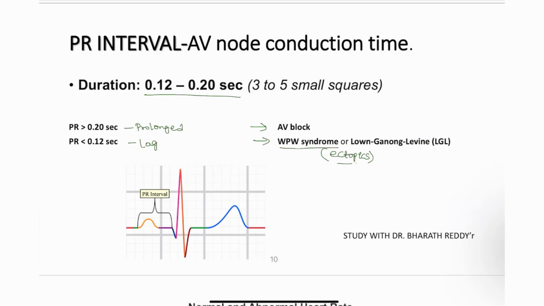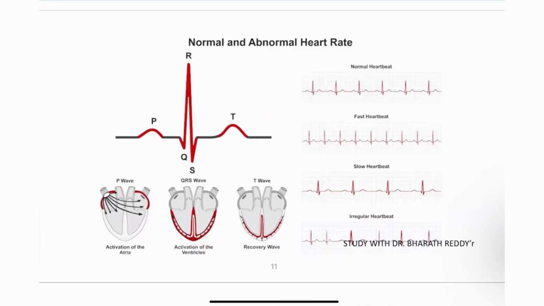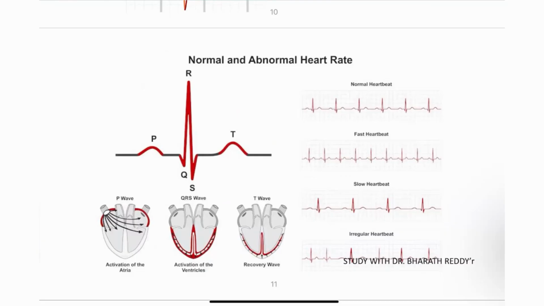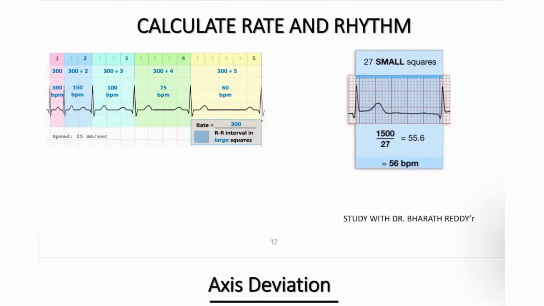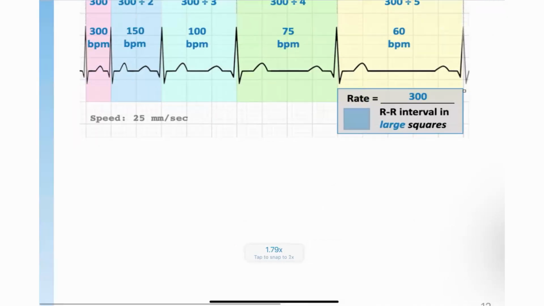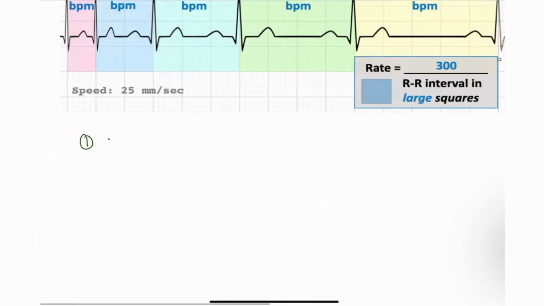What is the normal? 0.12 to 0.20 seconds. Next, here you can see the normal and abnormal heart rate. How are we going to calculate it? If it is more than 120, it is a fast heart rate. If it is less than 60, it is a slow heart rate. So let's see first how we are going to calculate. What are the formulas here? The first formula is 300 divided by the number of big squares. This is how we calculate the heart rate.